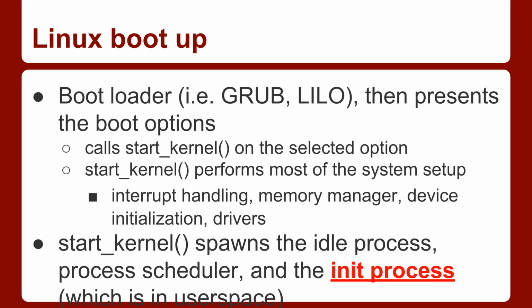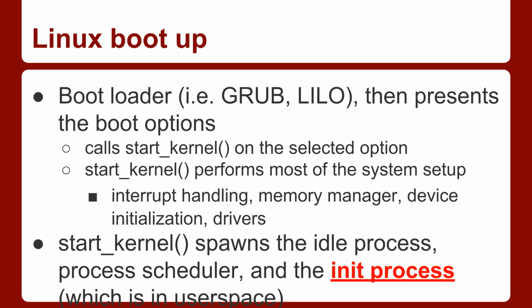So for Linux, the default bootloader is typically in most distributions Grub, although as an alternative, a common one is also Lilo. And when this is started, it presents boot options, and when you select an option, it calls start kernel on the selected option.